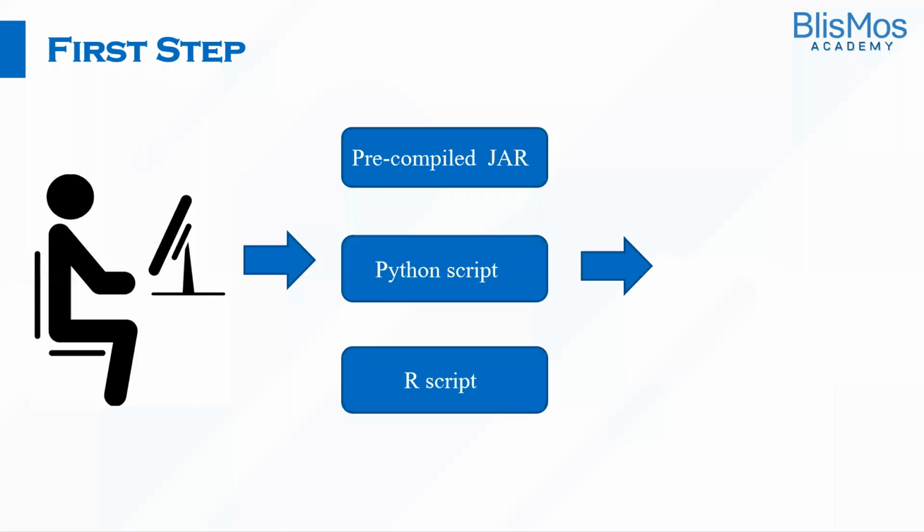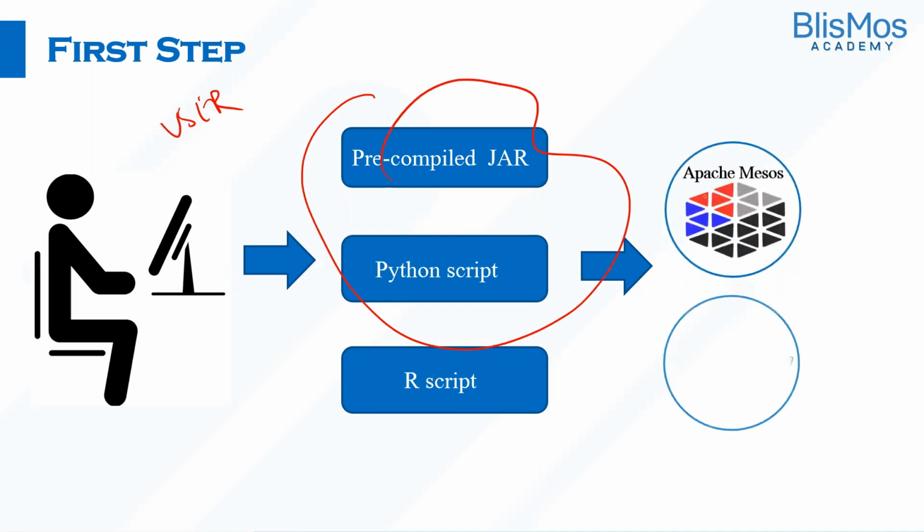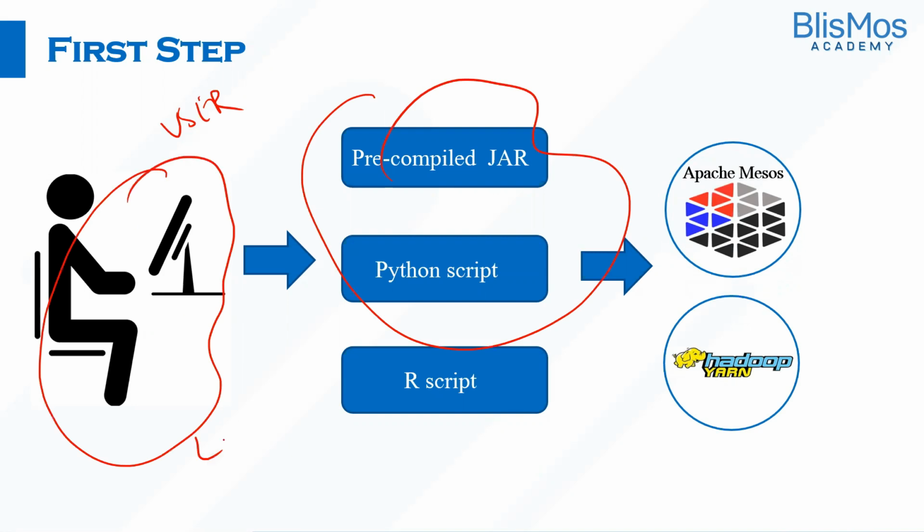Let's get started. The first step is the user submitting a pre-compiled jar application to the cluster manager. At this point, we are executing the code on the local machine. So we are going to make a request to the cluster manager to allocate the resources.